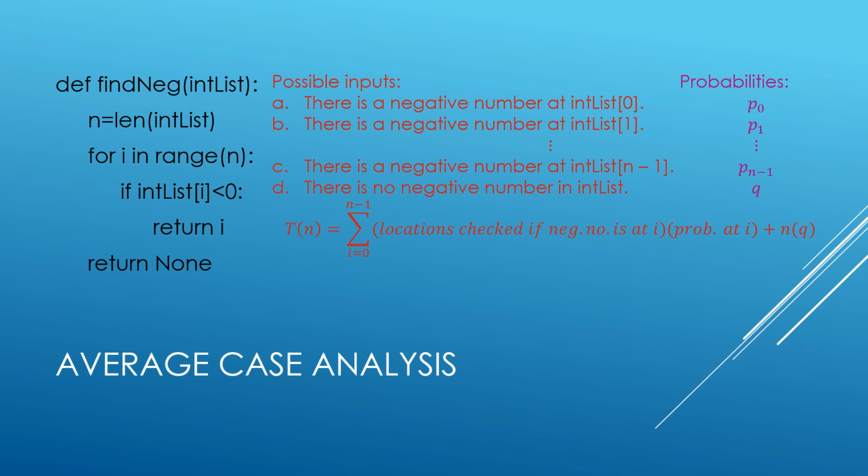Writing this down, opening the summation, we have this equation. Tn is 1 into P0, if the negative number is at the 0th index, we need to check only one location to find it, plus 2 into P1. If it is at index 1, we will check two locations to find it. Continuing, n into Pn minus 1. If it is at the last index, we will have to check n locations to find it, plus n into Q.